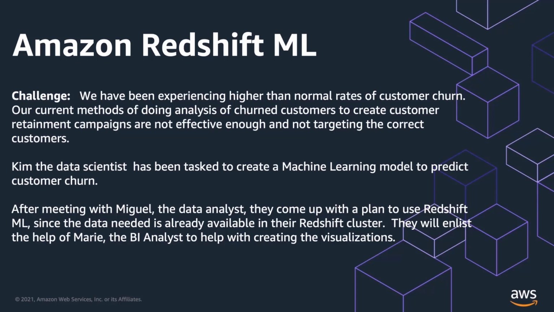targeting the correct customers. Kim, the data scientist, has been tasked to create a machine learning model to predict customer churn. After meeting with Miguel, the data analyst, they come up with a plan to use Redshift ML, since the data needed is already available in their Redshift cluster. They will also enlist the help of Marie, the BI analyst, to help with creating the visualizations.